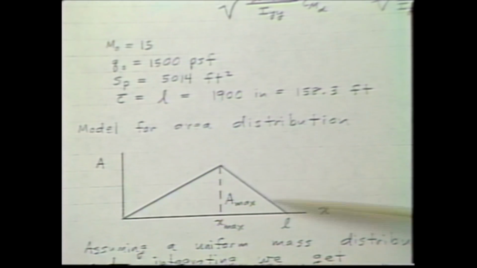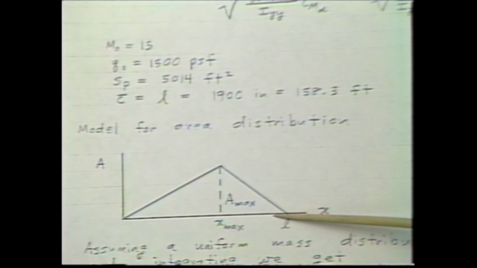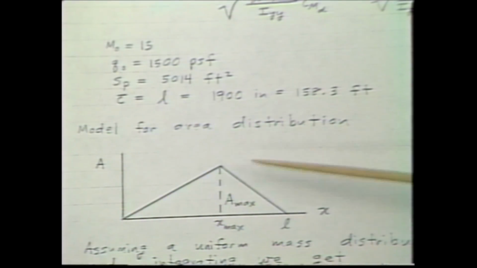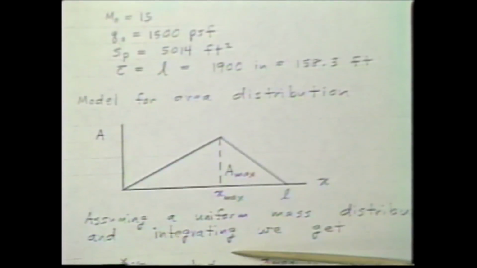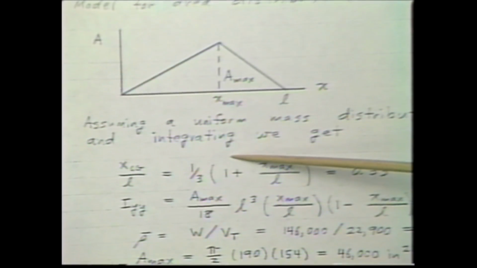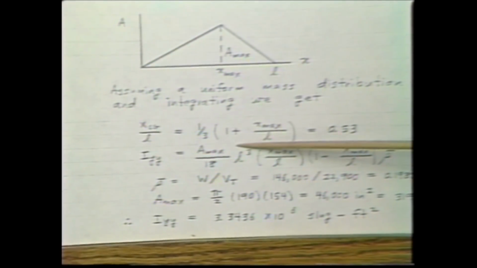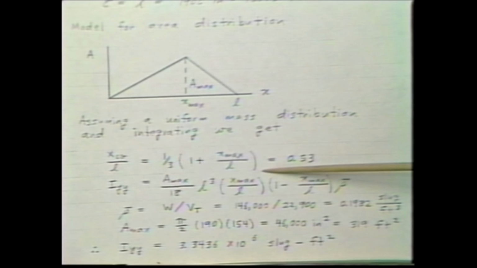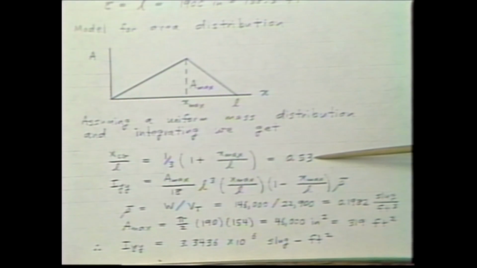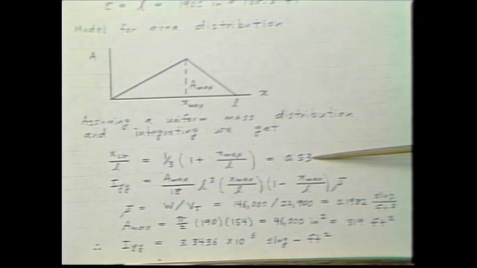So I assumed a fairly simple model for the area distribution, just linear, going to the maximum value at wherever it occurs. Down below, if you assume that, you can actually calculate equations for the center of gravity and the moment of inertia as a function of a couple of key parameters. And for our vehicle, the CG came out to be at 53% of the length back from the nose, and the moment of inertia is shown down here below, basically 3 million slug foot squared. Okay, I also showed the maximum area and the average density of the vehicle, which will all factor into this.